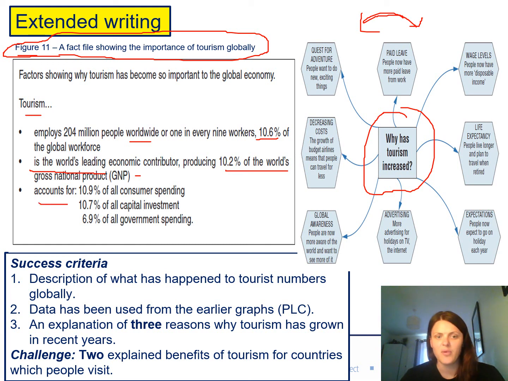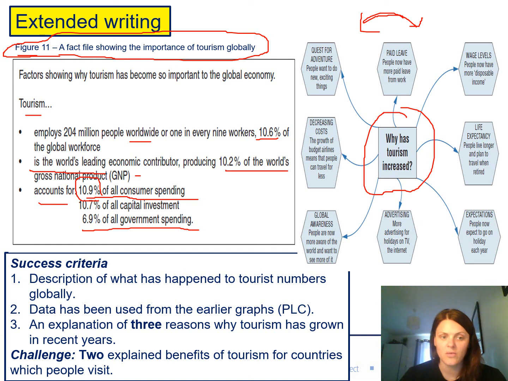Tourism accounts for 10.9% of all consumer spending. Now that's our key term from the start of the lesson. That means that 10.9% of all of our wages that we get paid goes on tourism. So we spend quite a lot when going on holiday and our trips out. 10.7% of all capital investment. So that means a lot of money is put in to tourism. And 6.9% of all government spending. That means that 6.9% of what the government spend is on tourism.